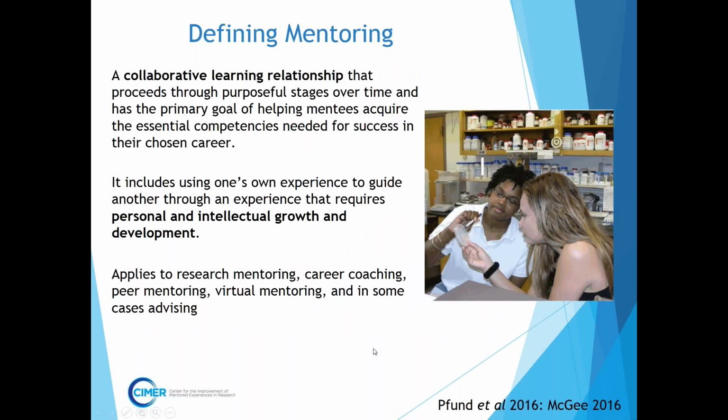Now, when we say mentoring, really what we are defining that as is a collaborative learning relationship that proceeds through purposeful stages over time and has the primary goal of helping mentees acquire the competencies they need to succeed in their chosen career. And this is going to require you as a mentor to guide them through an experience that requires personal and intellectual growth and development.